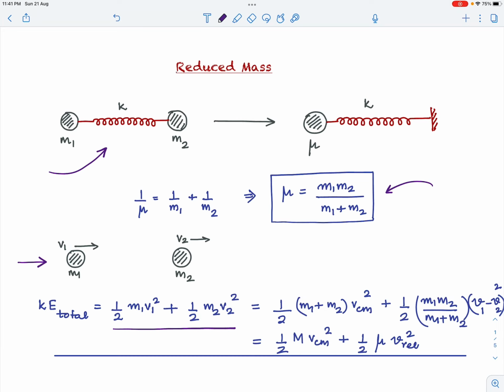Now there is one more way in which we can define this kinetic energy if we want to use the reduced mass of the system, and that is by writing this kinetic energy in some other way. Now what is that way? Maybe I will tell you, and then I'll tell you how we get this expression that I have written next.